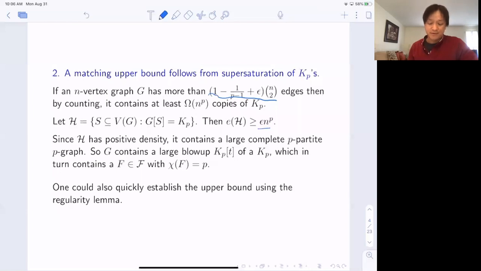So now translate back into G. What that means is that G contains a large blow-up of K_p, by which I mean blow up each vertex into t vertices, replacing each edge with the complete K_{t,t}. So G contains a t-blow-up of K_p, and if you make t large enough, it's going to contain any bounded size p-chromatic graph. So you can find a member F. So you see both the lower and upper bounds are quite simple. So we're lucky.